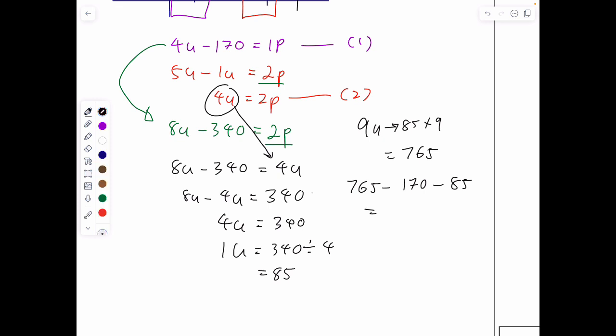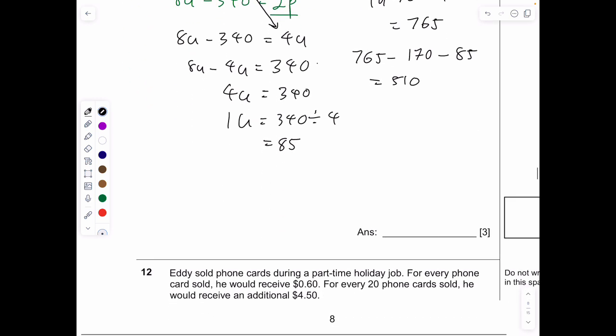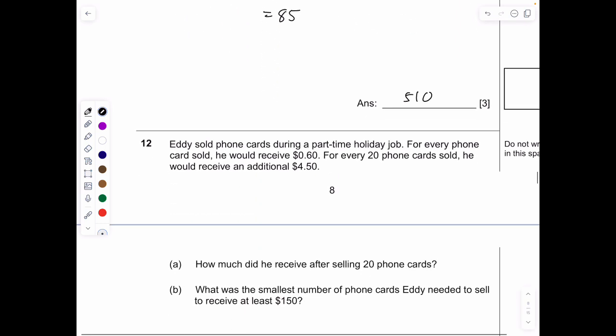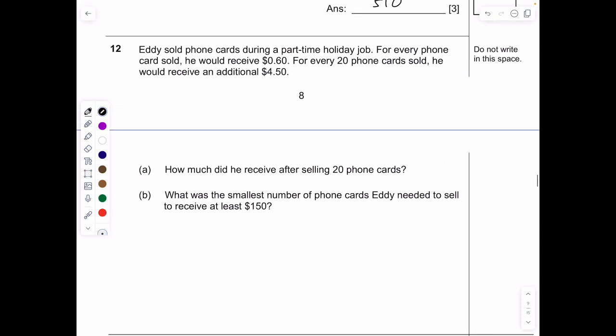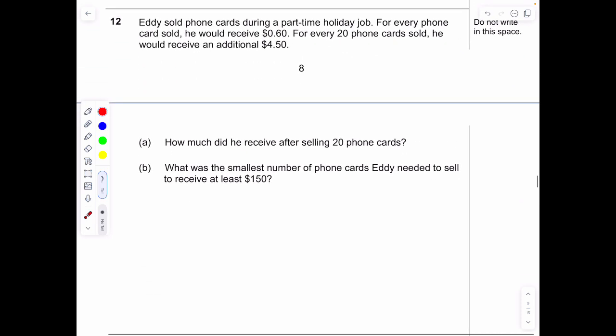So at the end of the day, my answer will be 510. Alright, this is the number of children at the end. Alright, moving on to the next question.